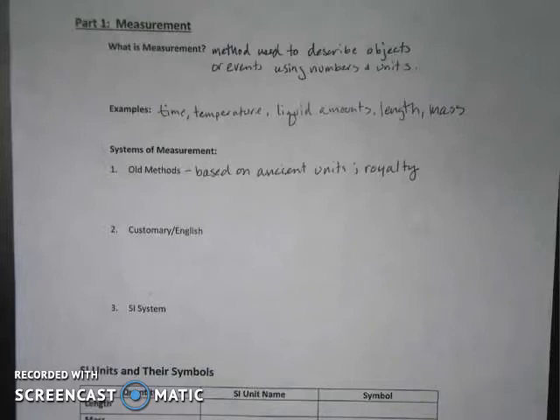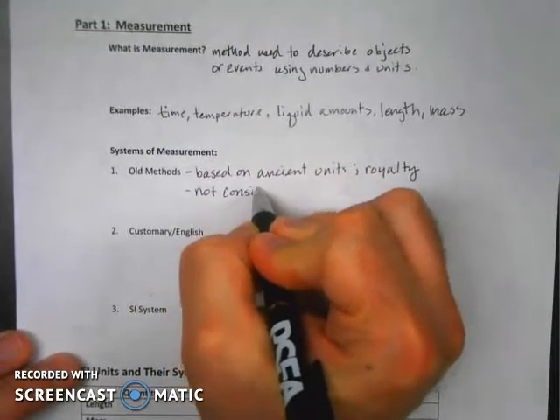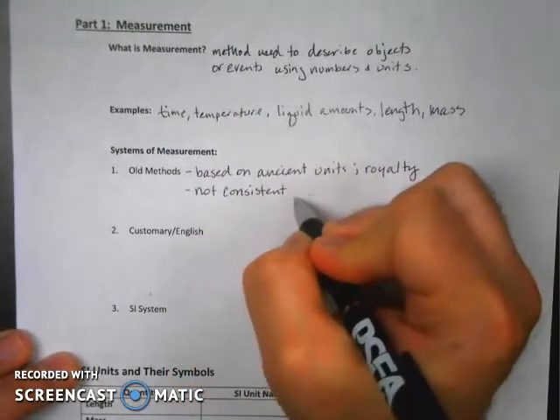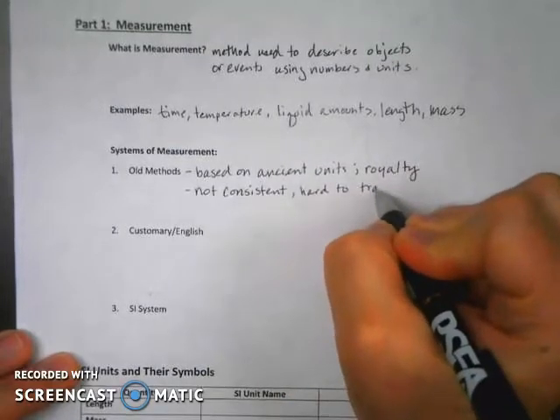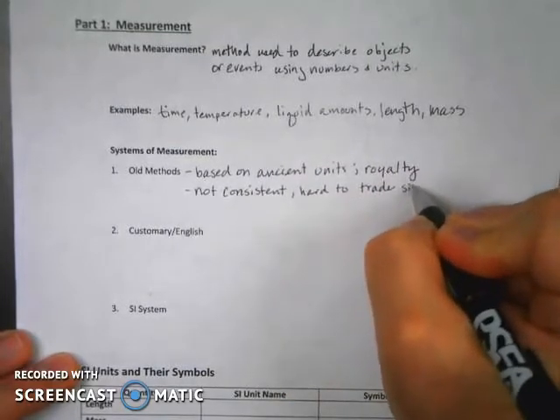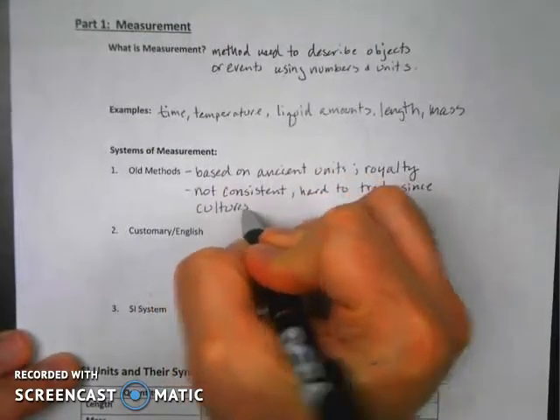Ancient units were based on just a little community. So if you wanted to trade between different communities, it would be really hard to do that because they would have different systems of measurement. So this was not consistent. And it was hard to trade since cultures use different systems.